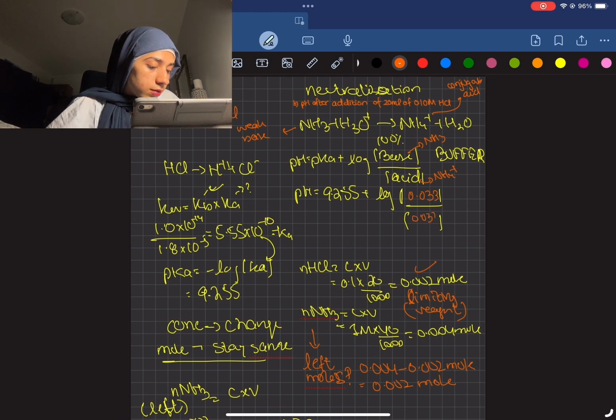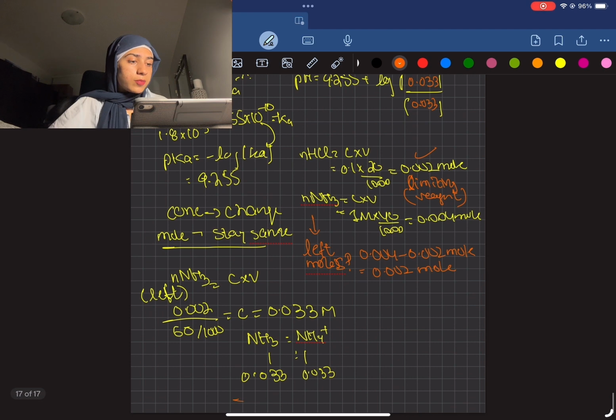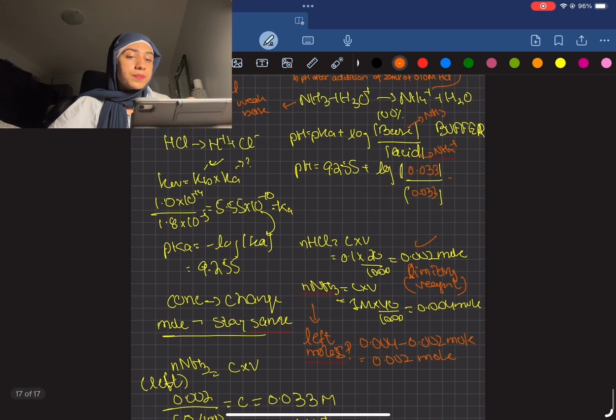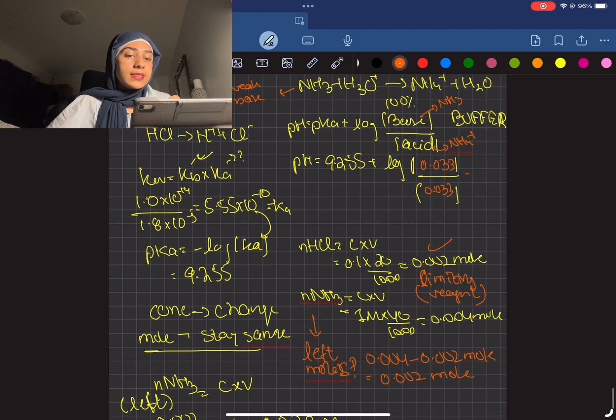0.0033. So because this is what I got here, right? So I plugged those values in here. Because these two are the same quantity, so log of let's say 1 divided by 1, or 0.0033 divided by 0.0033, this would give me 1. So pH, sorry, log of 1 would give me 0. So 9.255 is my pH.